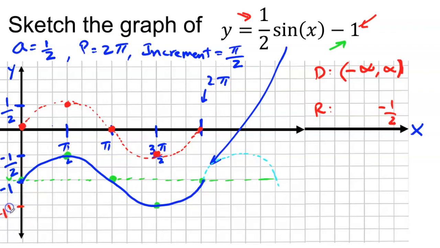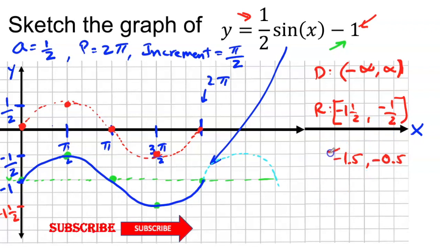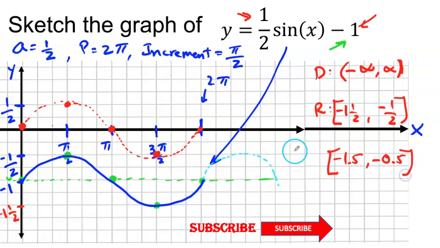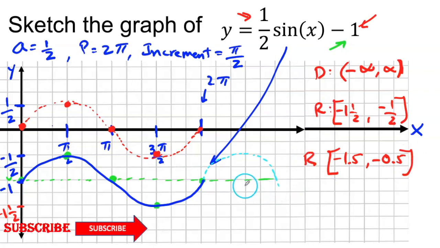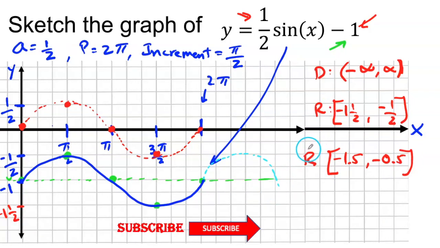So this is -1, and 1/2, which is negative 1.5. Okay, negative 1 and 1/2, or negative 1.5, comma, negative 0.5. All right, and that will be my range as a decimal and as a fraction. Either one of them will be the same answer.